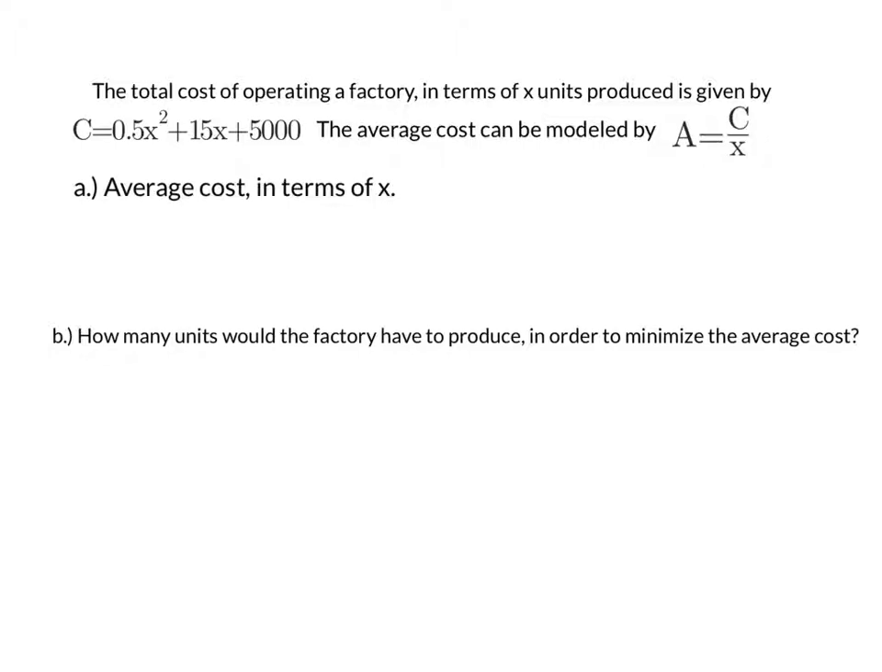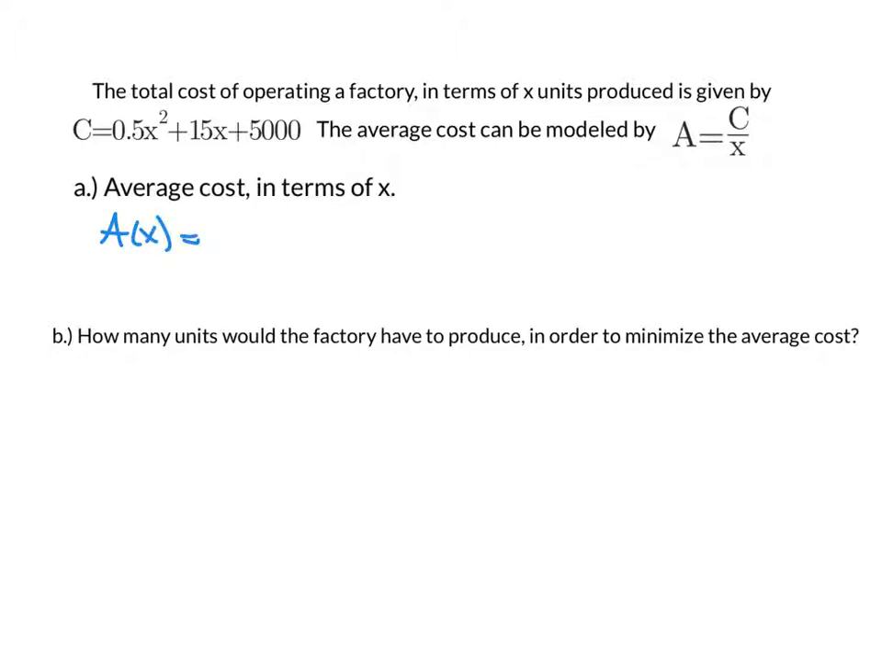The total cost of operating a factory in terms of x units produced is given by the function C = 0.5x² + 15x + 5,000. The average cost is then modeled by A = C/x, so the total cost divided by the number of units. In part A, we're asked to find a function for the average cost A in terms of x.